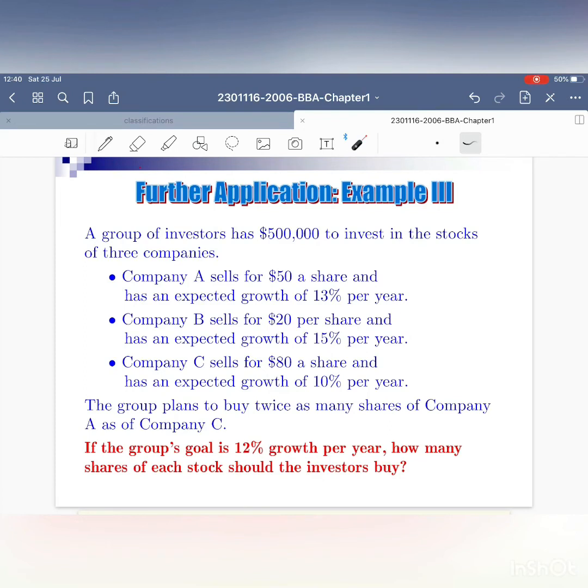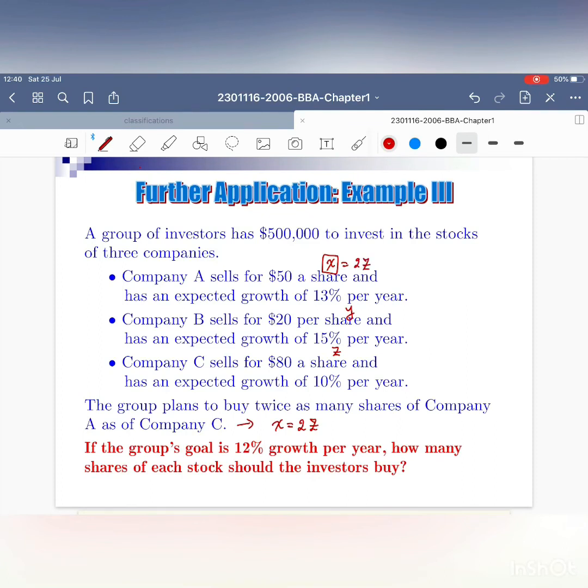And it says that the group plans to buy twice as many shares of company A as of company B. So this means, if you buy X shares for A, Y shares for B, and Z shares for company C, then the number of shares you buy for A is twice the number of shares you buy for C. Okay, so it means that X is 2Z. That's the number of shares that you buy for the first company.